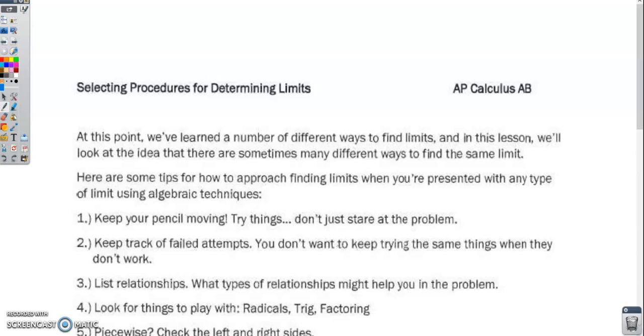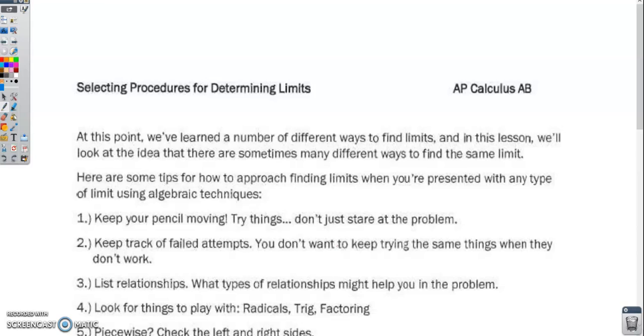Welcome back, everybody. This is the first of two, maybe three videos in Unit 1, Section 7 for AP Calculus, selecting procedures for determining limits. We'll see how it goes. Like I said, I figure it'll take me at least two videos to get through the examples that I have down here. It might take three. So strap in and join the ride.